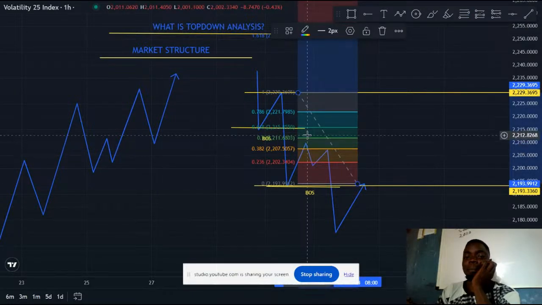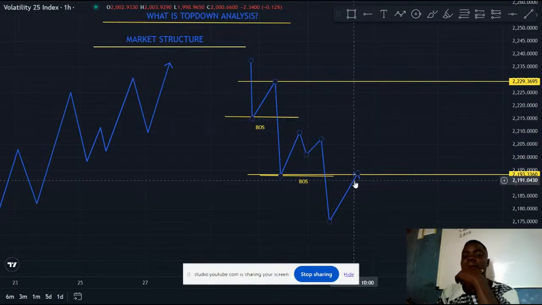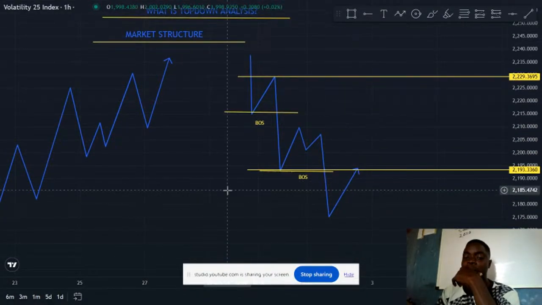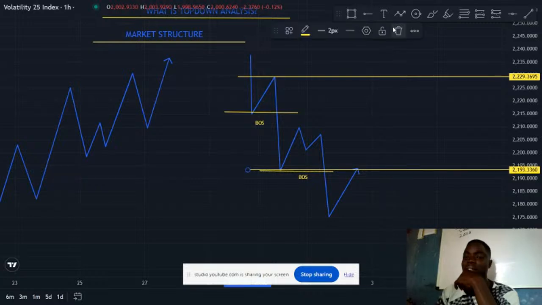I will expect price to push up, and then I will sell from this guy here, until it breaks structure. I hope that is clear.